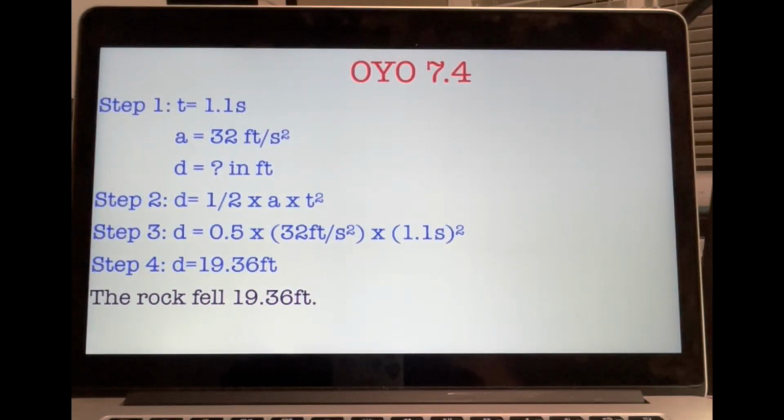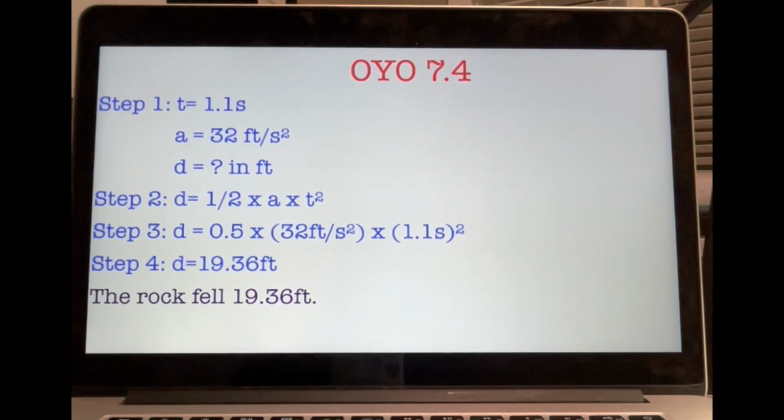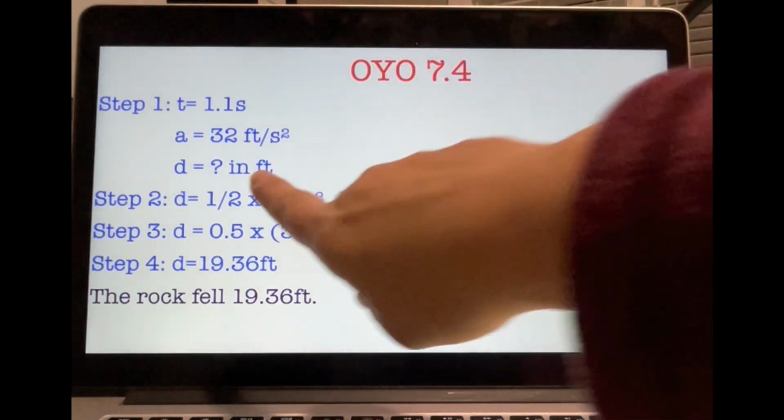On Your Own 7.4. A stone is dropped from the roof of a house. A person standing on the ground watches and times the fall of the stone with a stopwatch. If the stone takes 1.1 seconds to fall, how tall is the house using feet as your measurement? Okay, so step 1 is always list what we know. We know the time is 1.1 seconds because it tells us that. It asked us to use feet as our measurement, so it only makes sense that we would pick the acceleration that has feet in it, so 32 feet per second squared, and we're trying to determine the distance that it fell. We don't know.